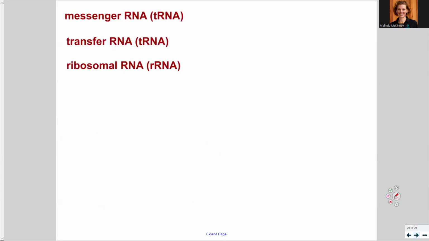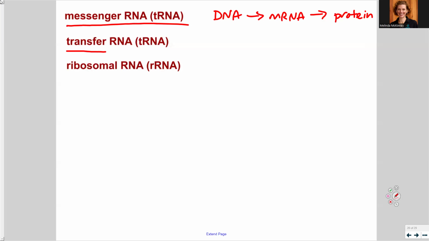So messenger RNA, that's the type of RNA that takes the information from DNA. Remember, DNA goes to messenger RNA, goes to protein. So it's taking the information, carrying it from the DNA to the protein. The transfer RNA is what's bringing, right? Brings the amino acids to the ribosomes.